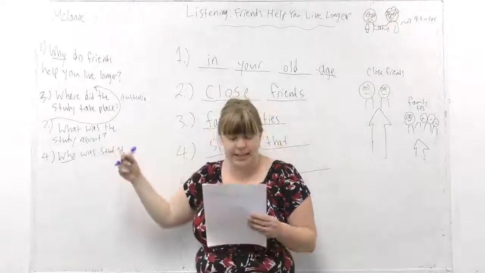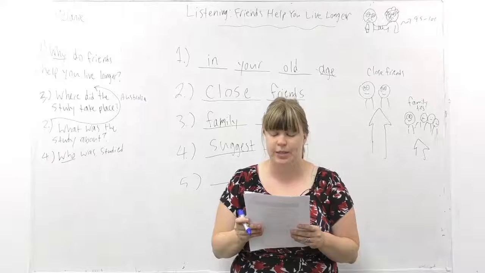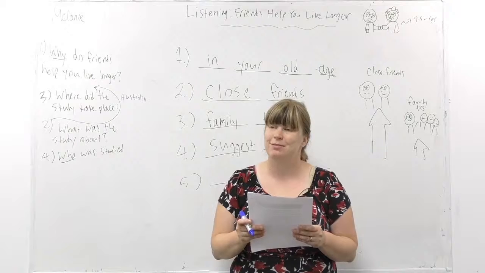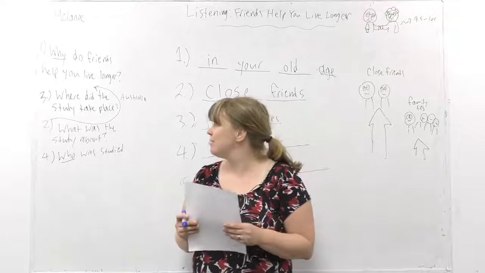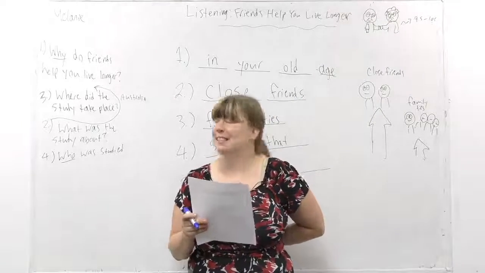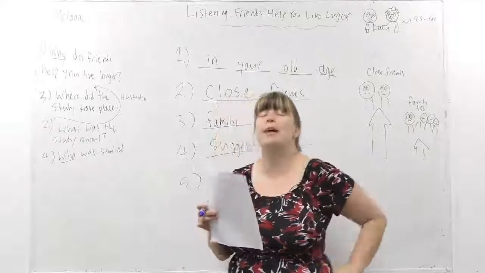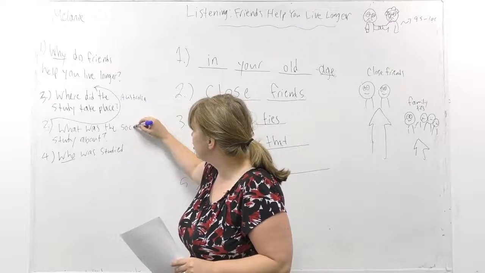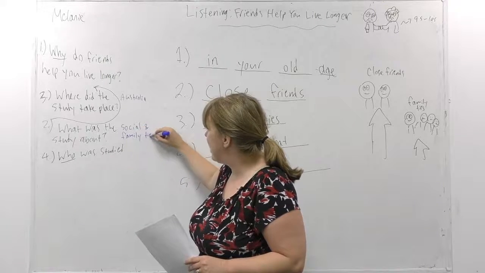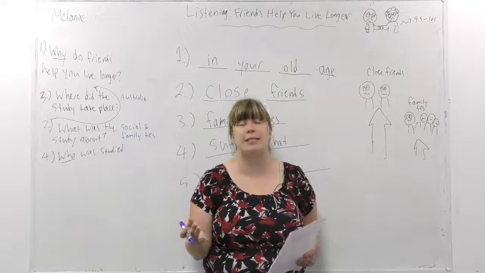And what was the study about? So researchers interviewed 1,500 Australians over the age of 70 about what? So what was the study about? About what, guys? Oh, someone said social and family ties. Good. Social and family ties. So you guys know what ties are, correct? So ties are relationships or bonds.